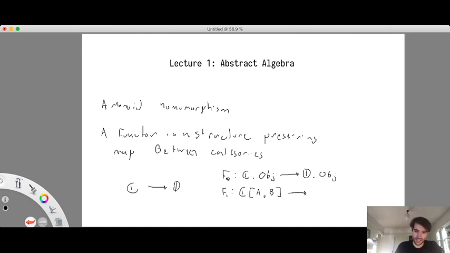So we have a map on objects and a map on morphisms. So this means we take, let's say we have a category C. Let's draw a better category. So we all know categories are blobs with lots of dots in them. A, B, and we have a category D.